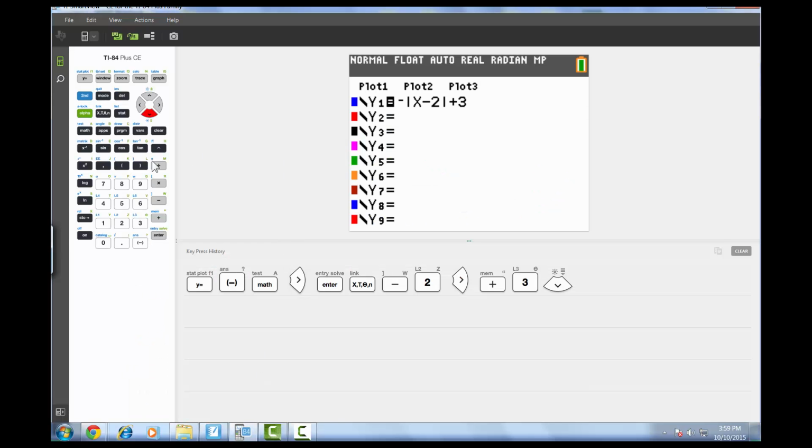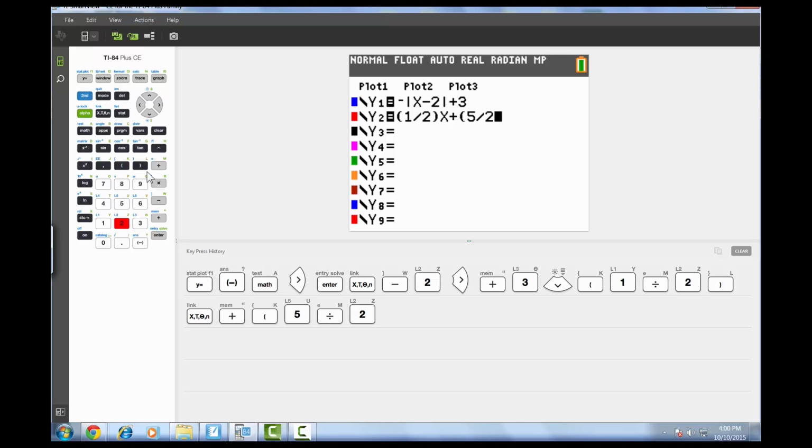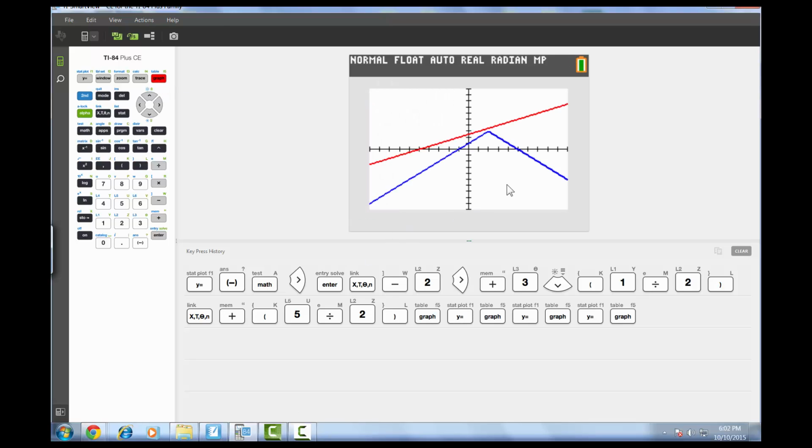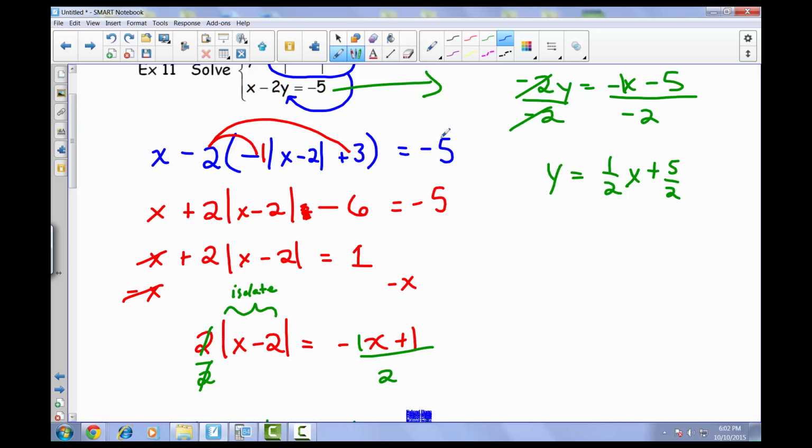So then we have y equals parenthesis 1 divided by 2, close parenthesis x, plus open parenthesis 5 divided by 2, close parenthesis. So now we've entered both functions into our graphing calculator. Going ahead now and hitting graph, and there you can even see that they are not crossing. All right. But again, that is example 11 from our 3.1, 3.2 set of notes.